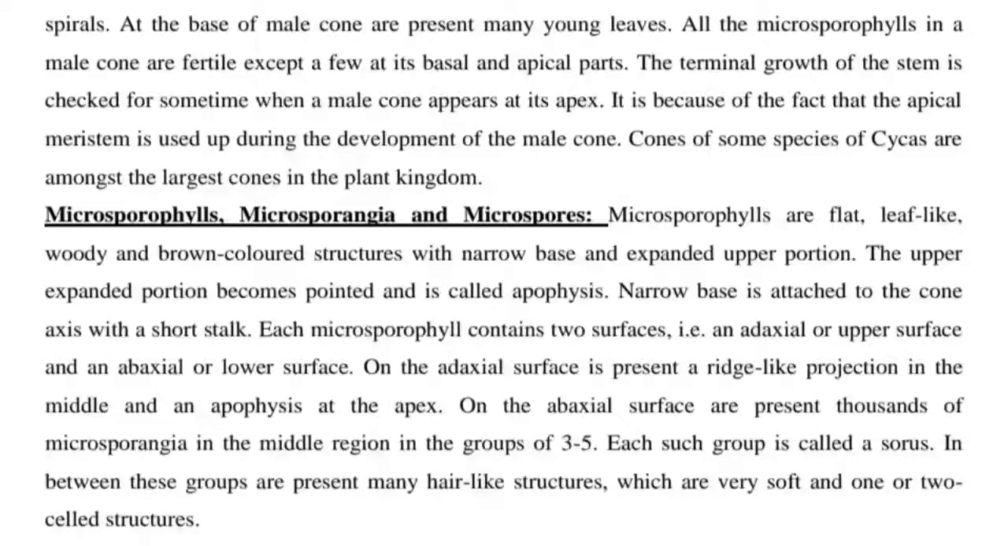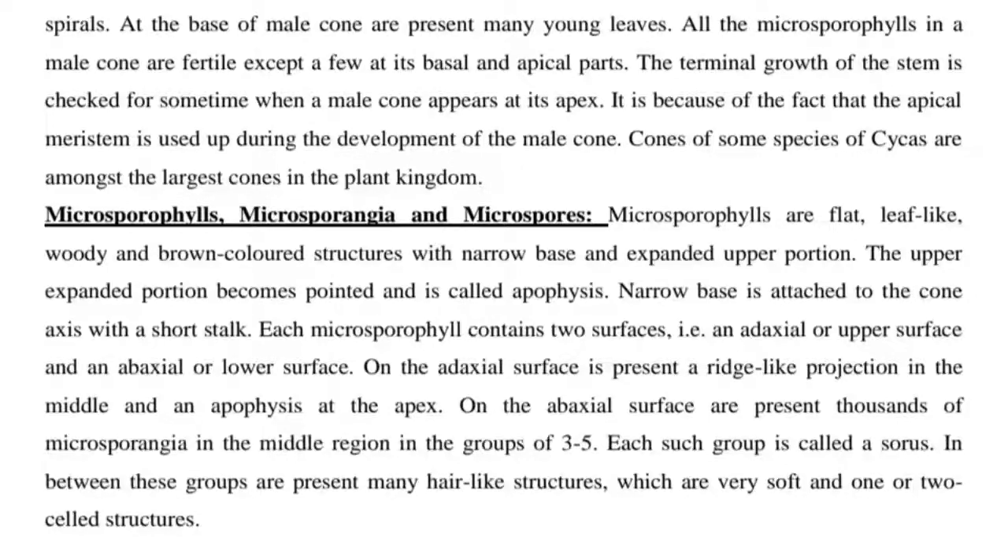Microsporophylls, microsporangia and microspores. Microsporophylls are flat, leaf-like, woody and brown-colored structures with a narrow base and expanded upper portion. The upper expanded portion becomes pointed and is called apophysis. The narrow base is attached to the cone axis with a short stalk.